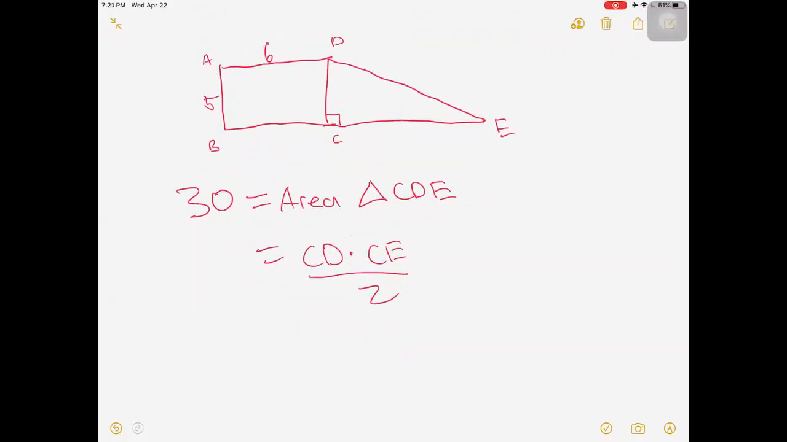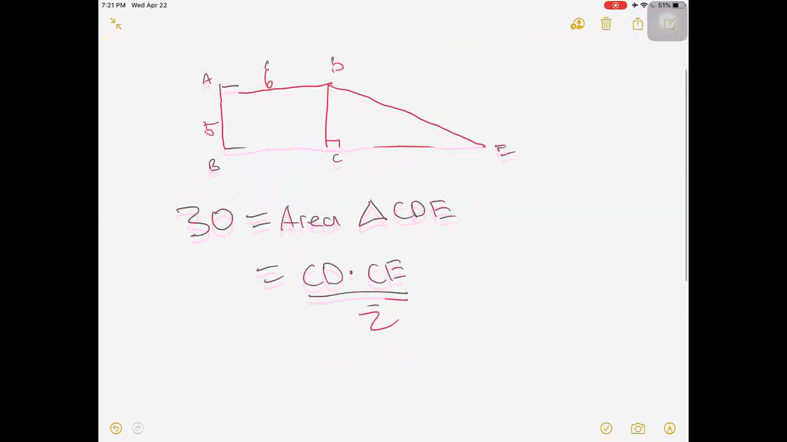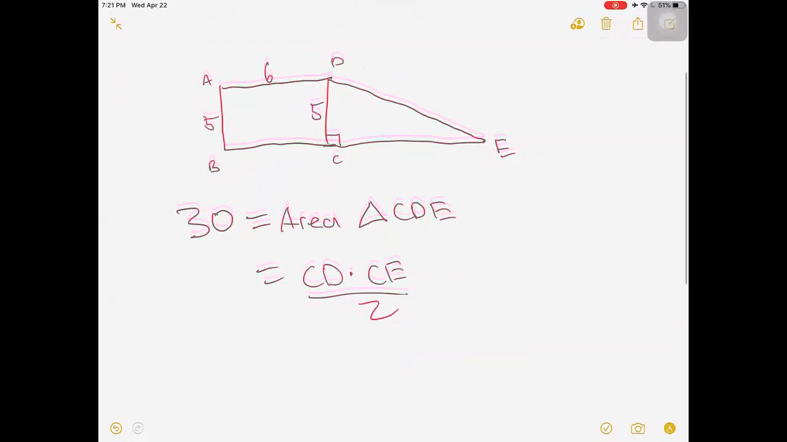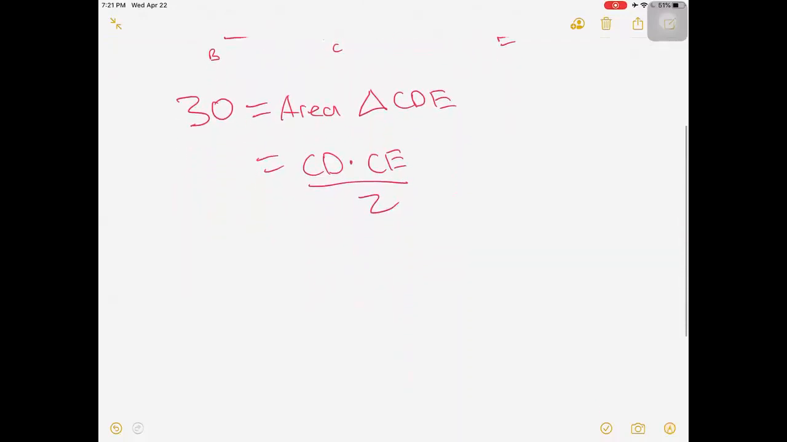Yeah, everyone has the answer already, but I'll just go over it in case someone needs help. So since it's a rectangle, we have CD equals 5. So we have 60 equals CD times CE. So we get that CE is equal to 12.